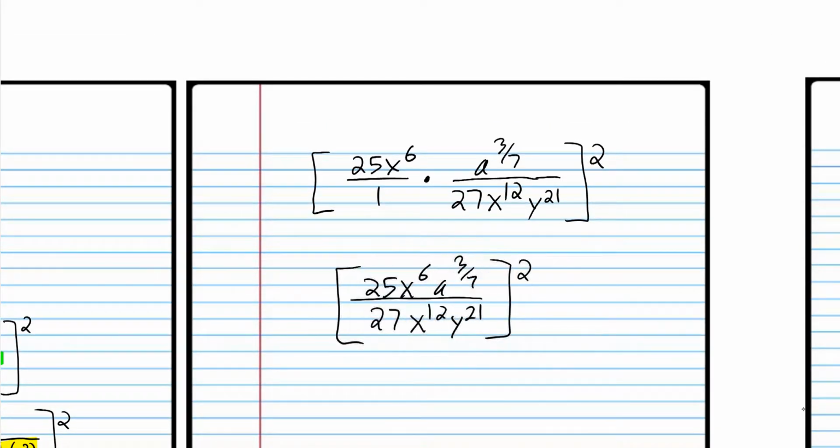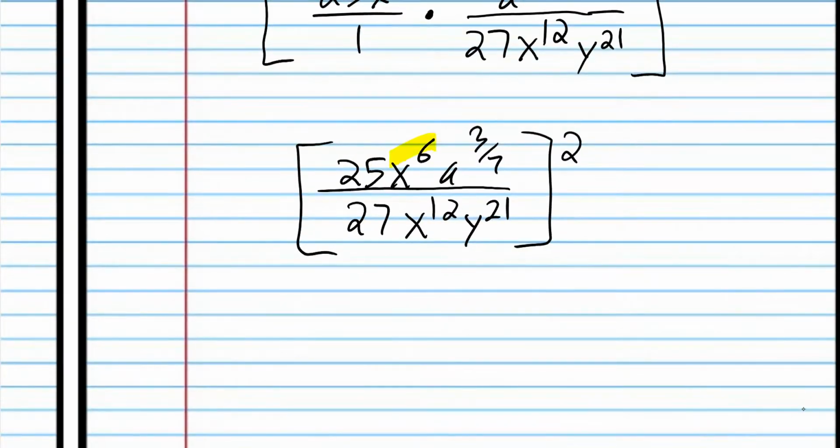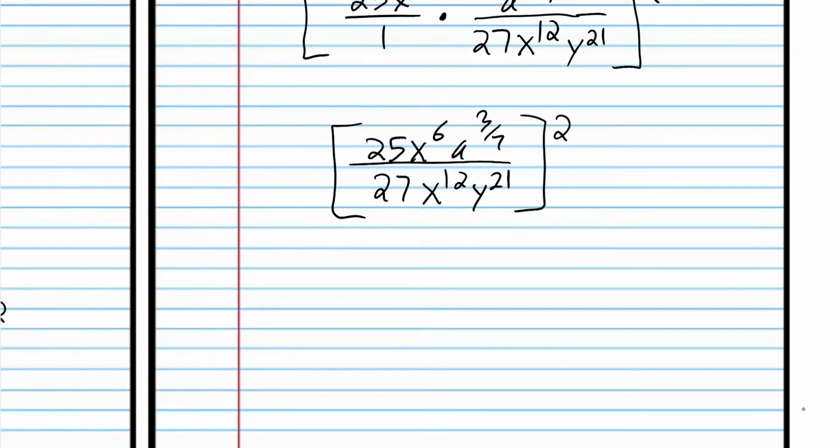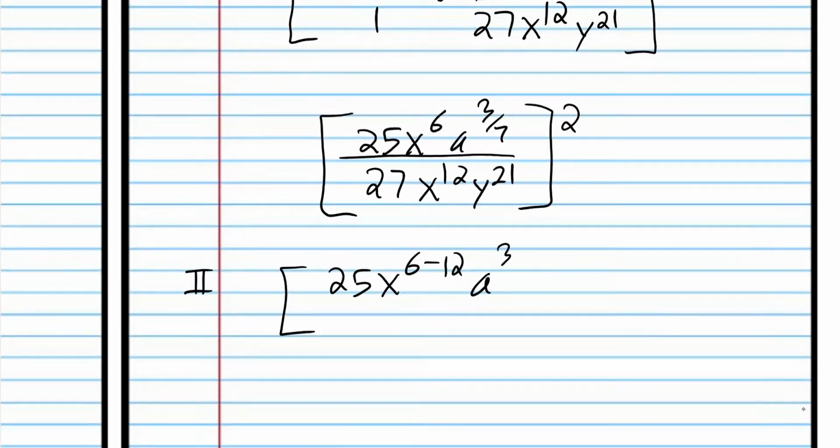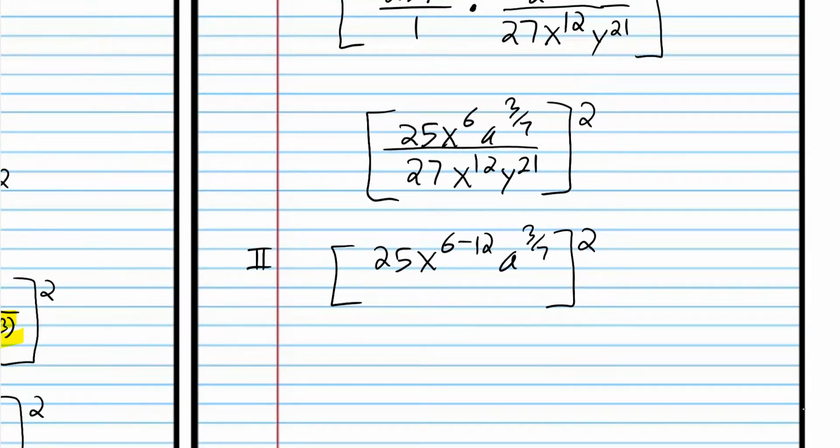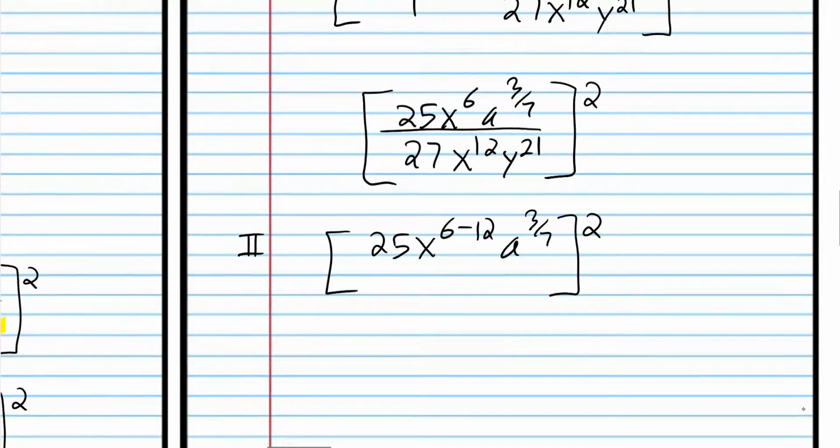All right, so at this point we need to combine these x's using rule number 2. So we'll go ahead and do that. So we have 25 x to the 6 minus 12 power, and I'm just going to keep that fraction power there. We could use rule number 10 at this point, but I'm just going to keep the fraction for now because we're going to multiply it by 2 anyway. And we have 27 in the denominator, and we still have y to the 21st.